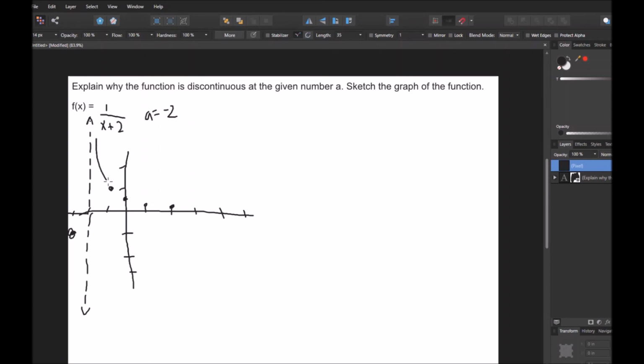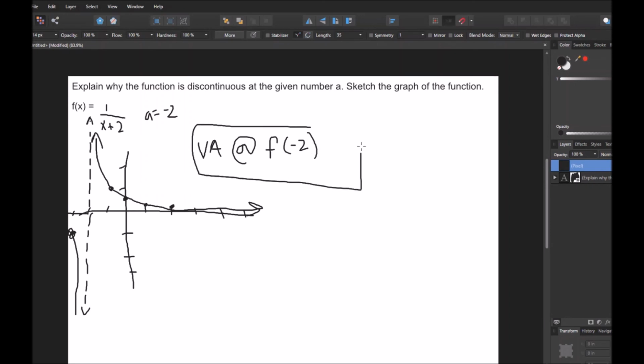So we would essentially have a graph that looks like this, and this area over here would look something like that. And we can see here that there's an infinite discontinuity here. There's a vertical asymptote, so that's why it's discontinuous. I'm just going to write VA to abbreviate. There's a vertical asymptote at f of -2. So that's how I do that one.